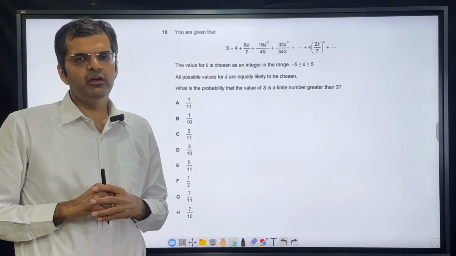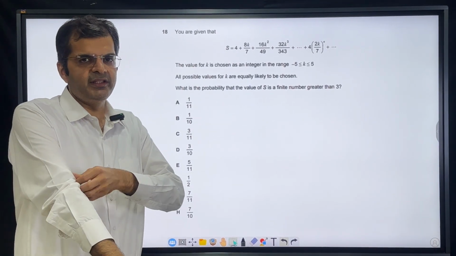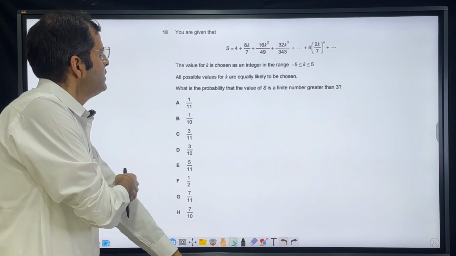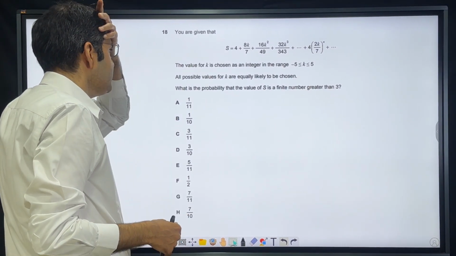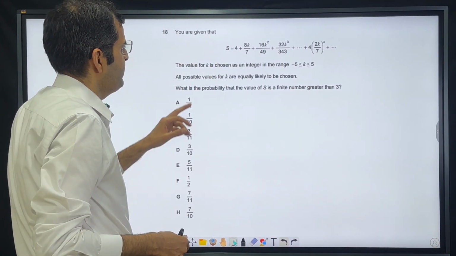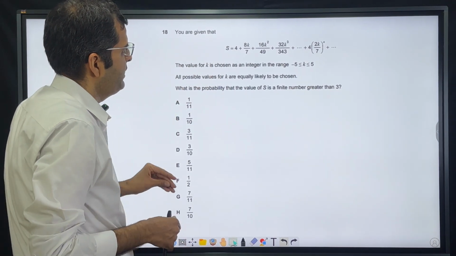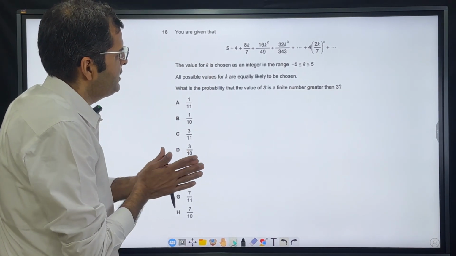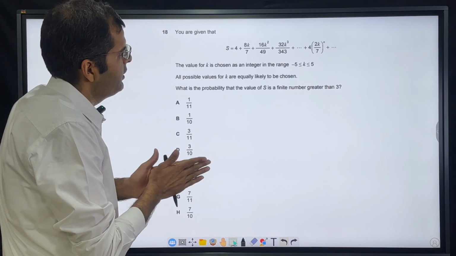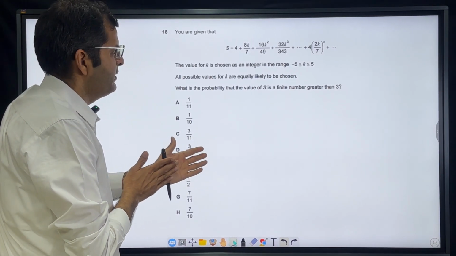This is the 18th question of TMUA exam, year 2023, paper 1. Question says you are given that S is equal to 4 plus 8k by 7 plus 16k square by 49 plus 32k cube by 343 plus so on till 4 into (2k by 7) raised to n.